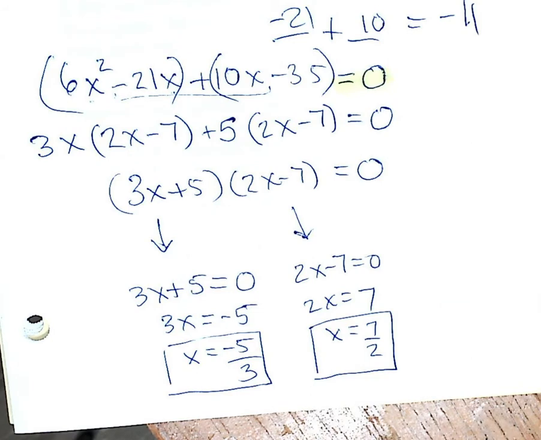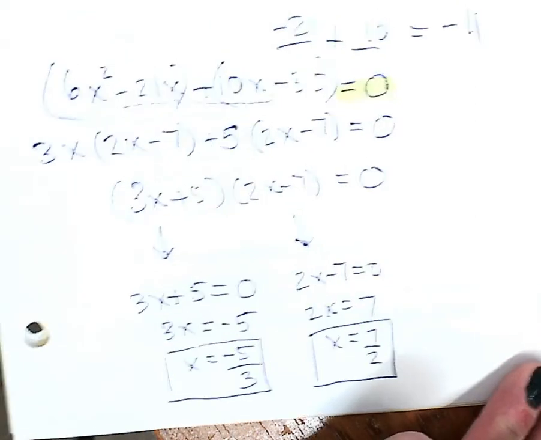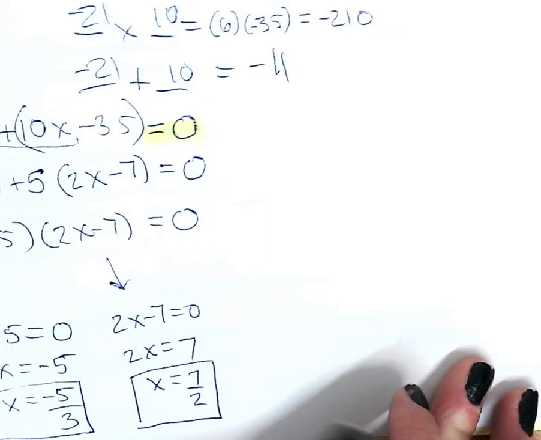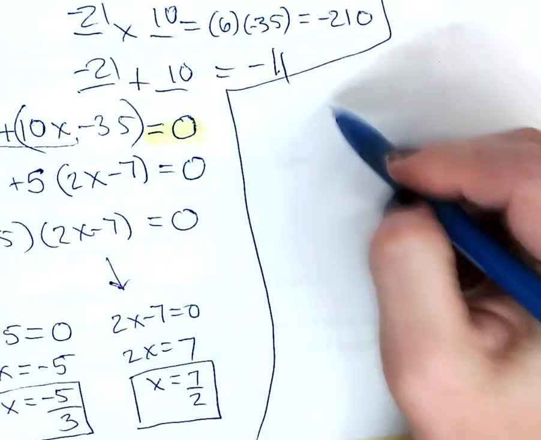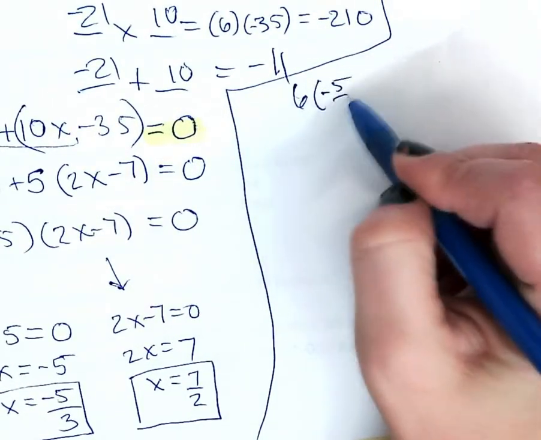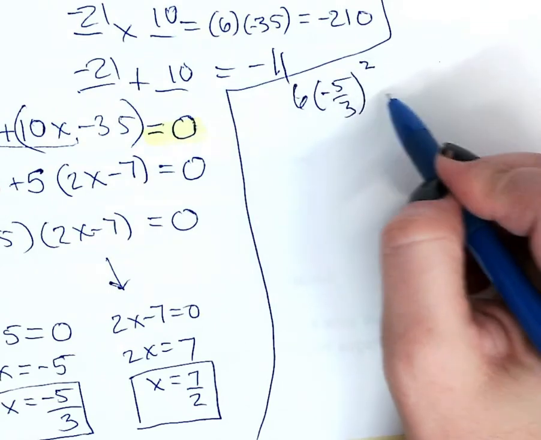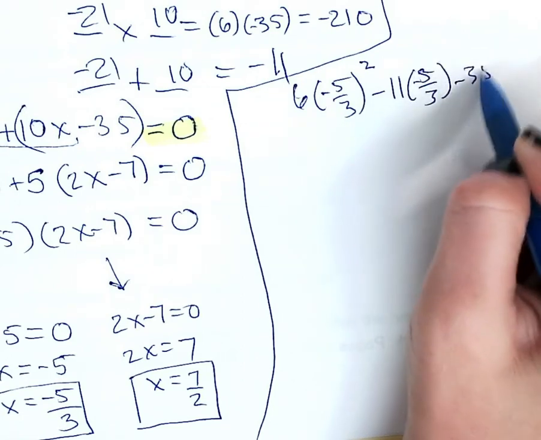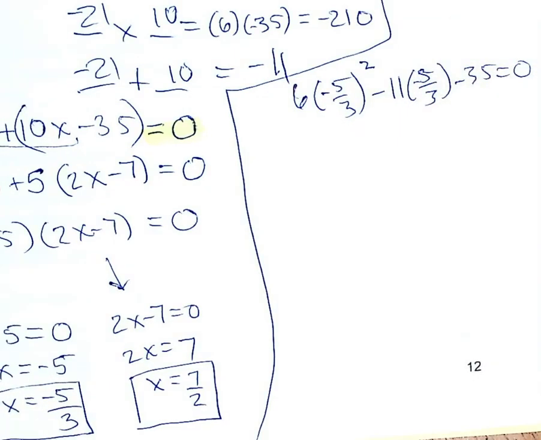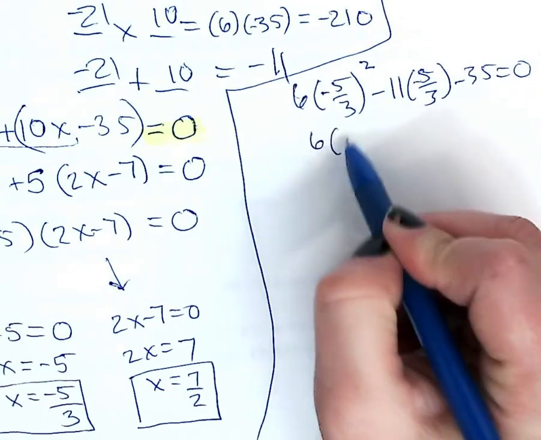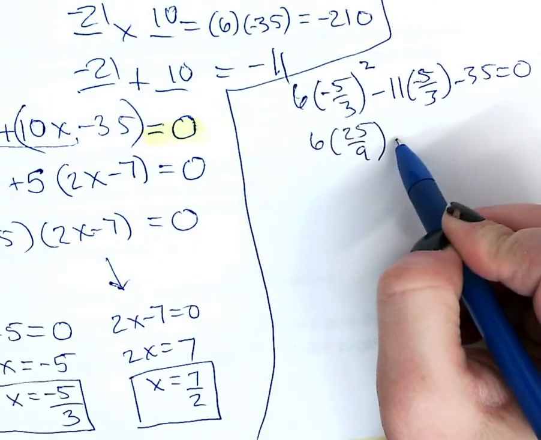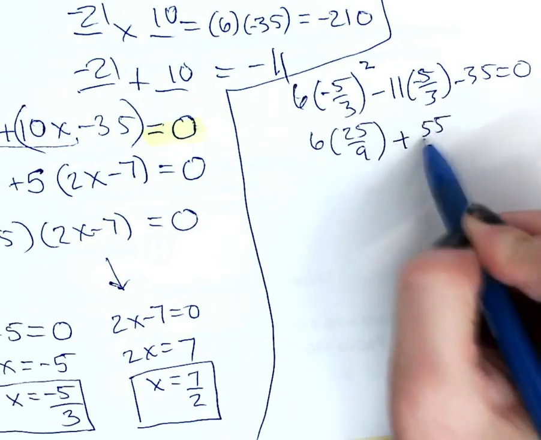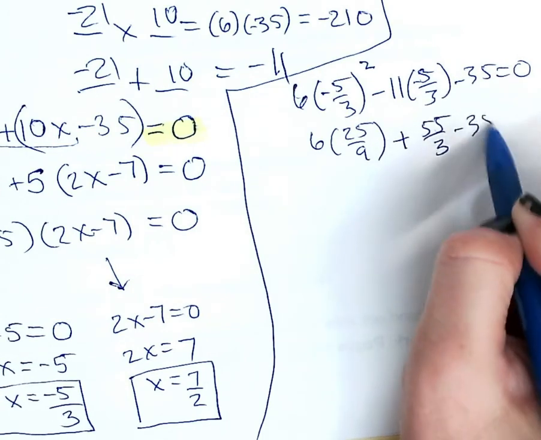Now we do have to check it, which is going to be a lot of fun. So let's go on the side here and check our answers. So the first one is negative 5/3 squared, minus 11 times negative 5/3, minus 35. I hope you're good at fractions. So we have 6 times 25 over 9 plus 55 over 3 minus 35.